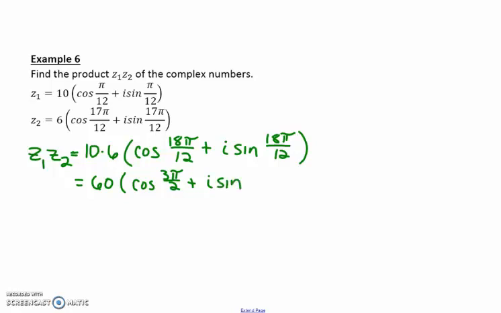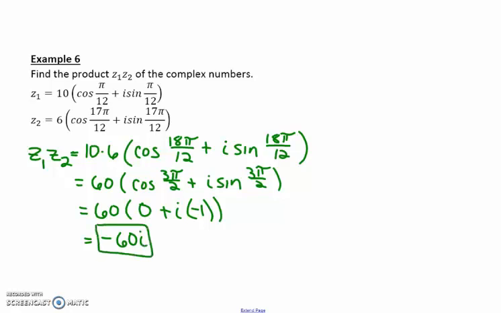And that one is pretty easy to find because it's right there on the unit circle for us. And so the cosine of 3 pi over 2 is 0. And then the sine of 3 pi over 2 is -1. Because remember, that's 270 degrees. And then we multiply the 60. 60 times 0 is just 0. So we have -60i. And so that would be the product of those two complex numbers.